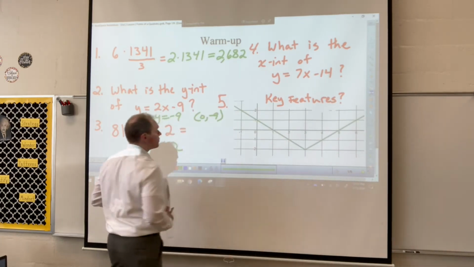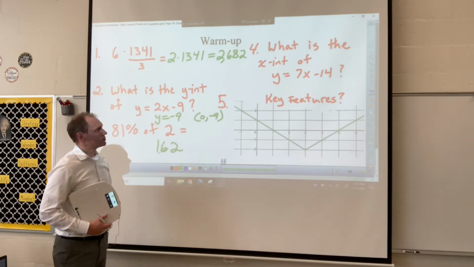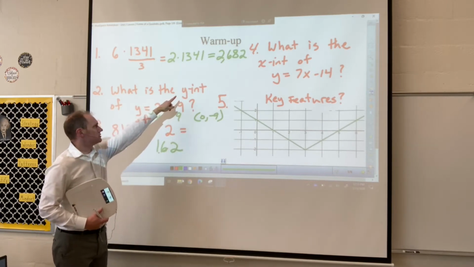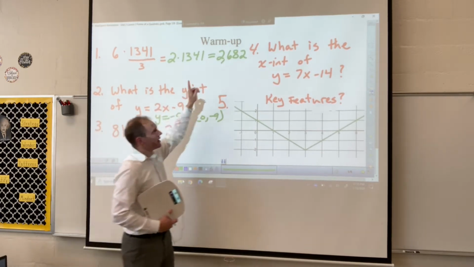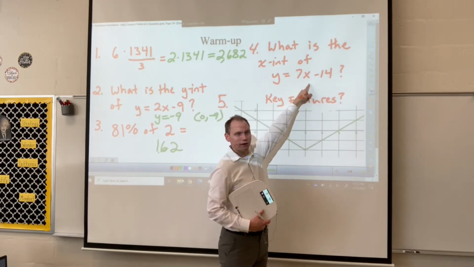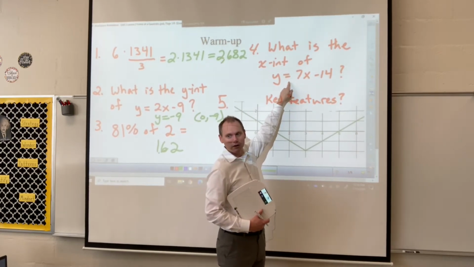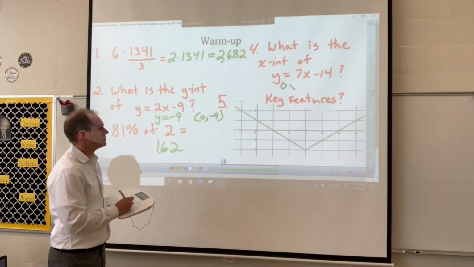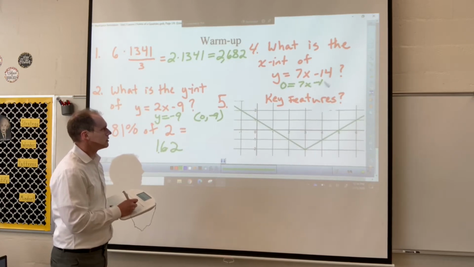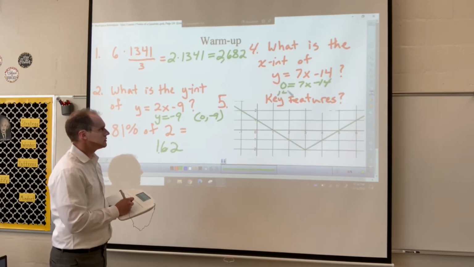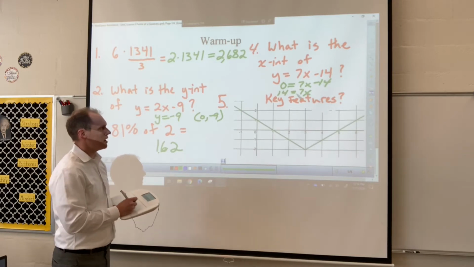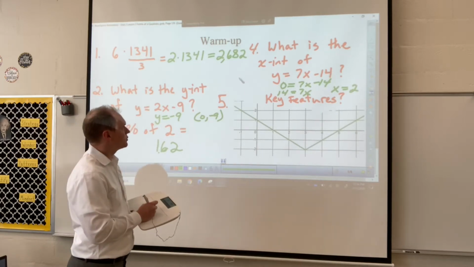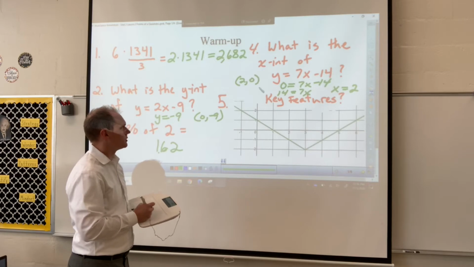Let's see, number 4, what is the x-intercept of y equals 7x minus 14? Similar to the last one, the y-intercept is the y value when x is 0. The x-intercept is the x value when what? When y is 0. So we can substitute 0 in for y, solve for x, and see what we get. So if y is 0, we can add 14 to both sides, and then divide by 7, and we'll get x is 2. So our x-intercept would be (2, 0).